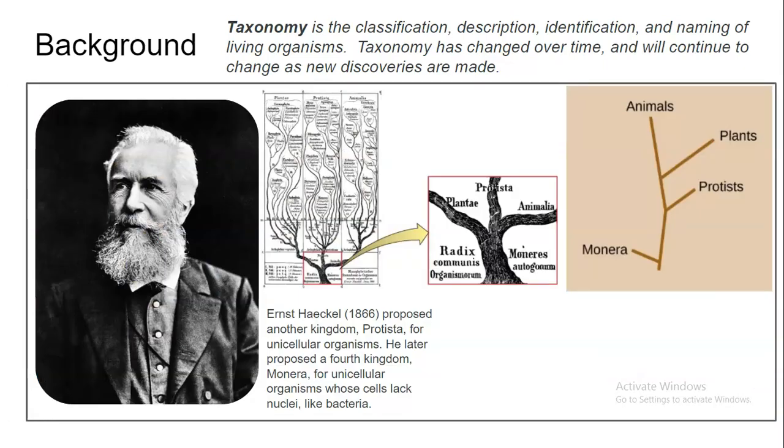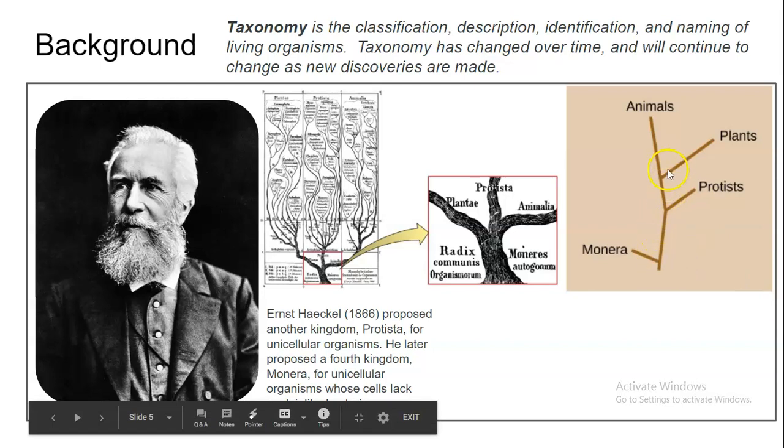Ernst Haeckel proposed another kingdom, Protista, for unicellular organisms, and he later proposed the fourth kingdom, Monera, for unicellular organisms who lack nuclei, like bacteria. So Monera used to be the bacteria. And you can start to see how the taxonomic tree is changing over time here.